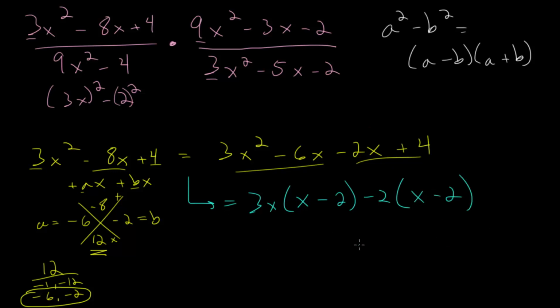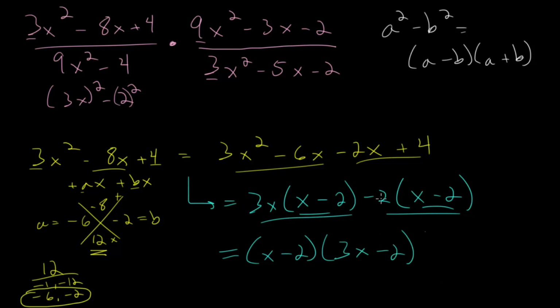And one way to check that you're doing this correctly is you should end up with the same expression in both of these parentheses. And we can now factor this expression out from both of these two terms. We get x minus 2 on the outside. We're left with a 3x here and a -2 there. So all of that work, we just factored this first quadratic in this first fraction in the numerator.